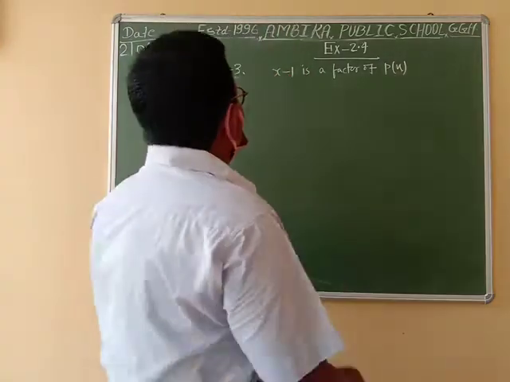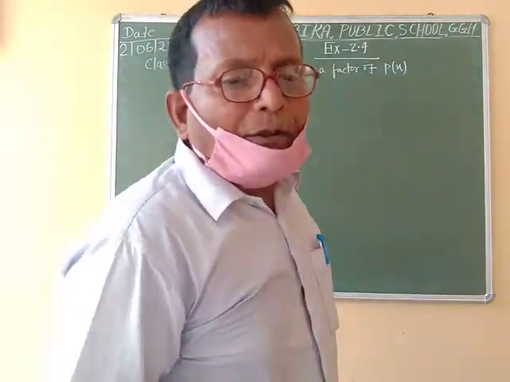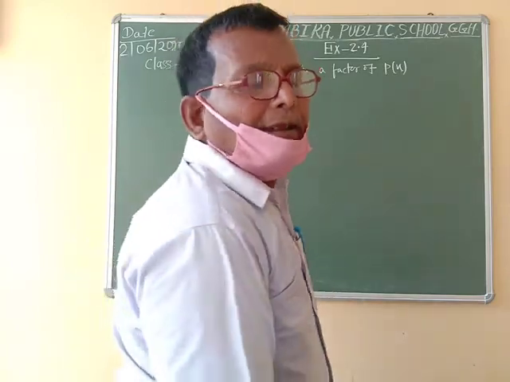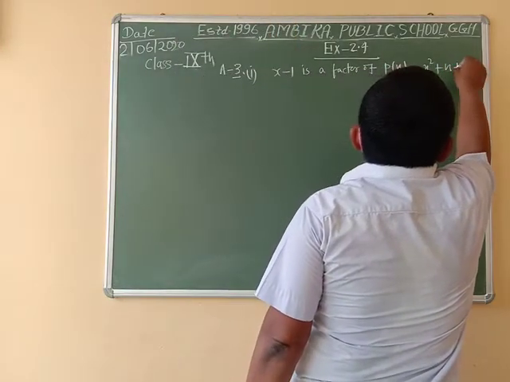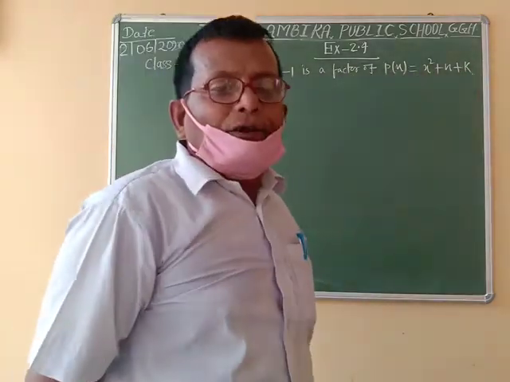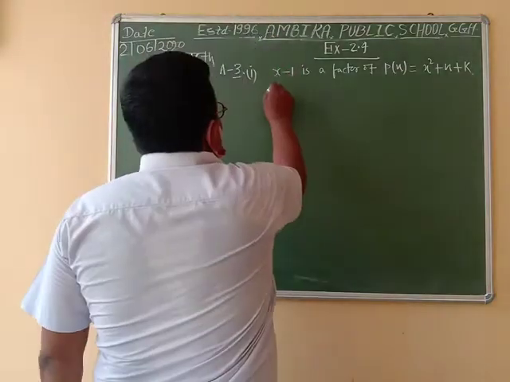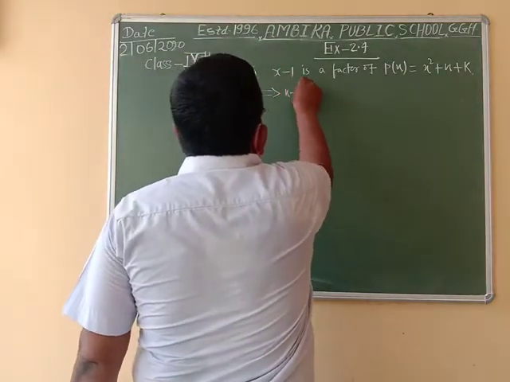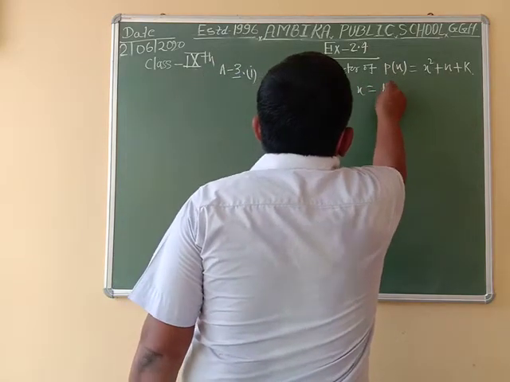Question 1: x minus 1 is a factor of p(x) equals x square plus x plus k. So x minus 1 is equal to 0, or x is equal to 1.